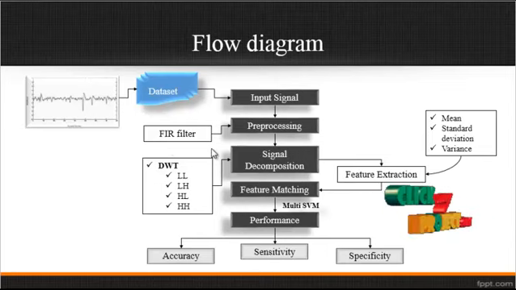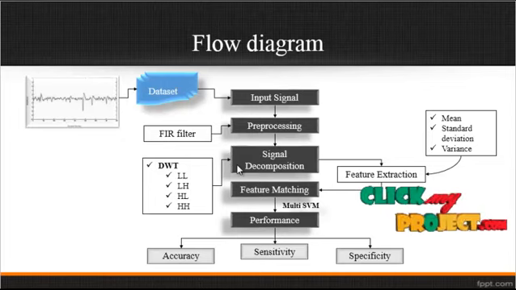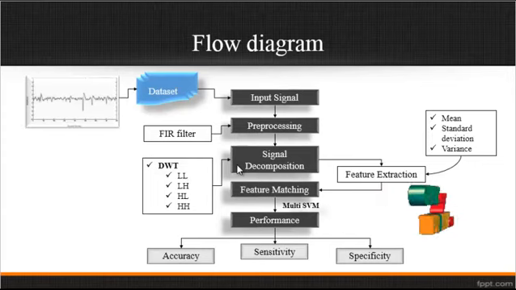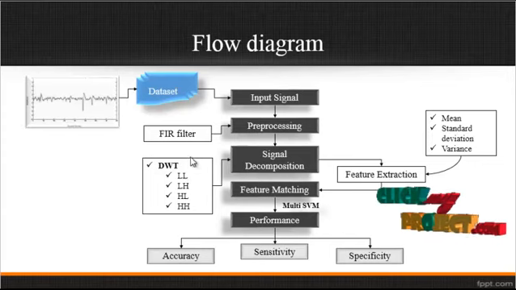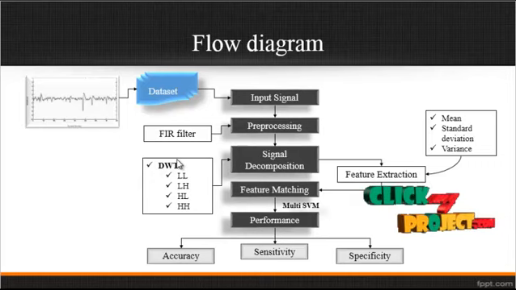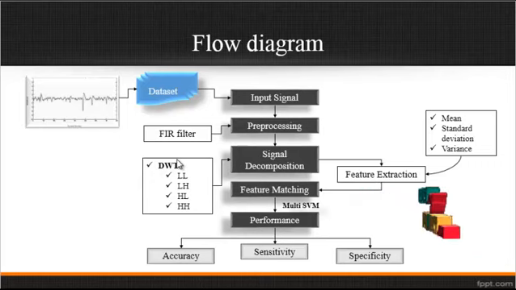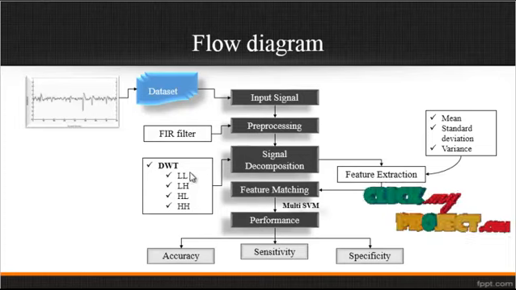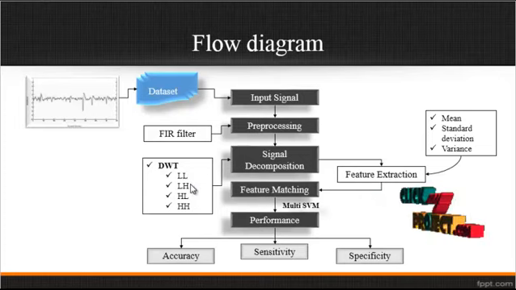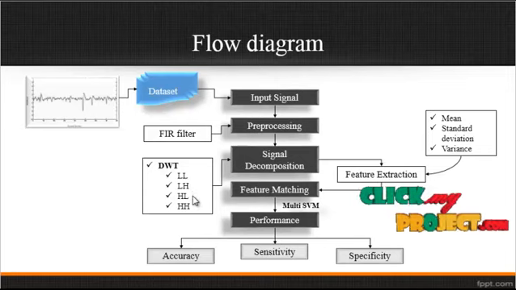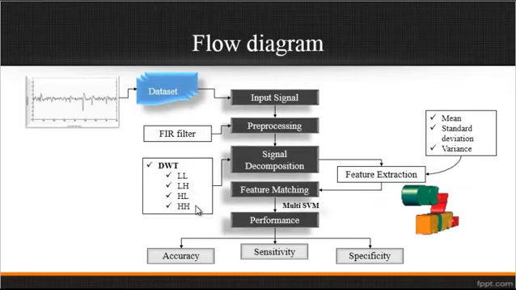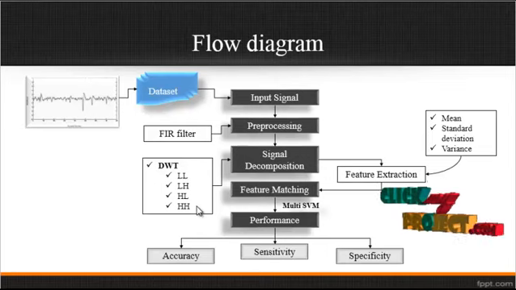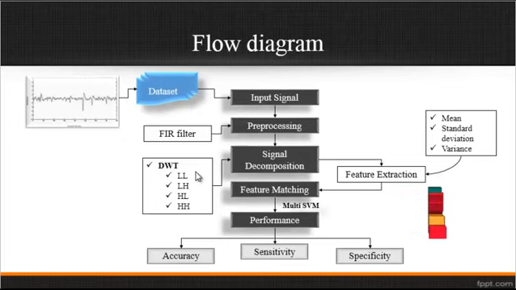After the noise reduction, we move on to the third step of the process, that is signal decomposition. In this signal decomposition, we are using wavelets by means of the discrete wavelet transform. The output of the discrete wavelet transform will be four kinds of output. The first one is the low frequency output, the second one is the low high frequency output, the third one is the high low frequency output, and the fourth one is the high frequency output. By using these, we convert the signal into alpha, beta, gamma, theta and delta.